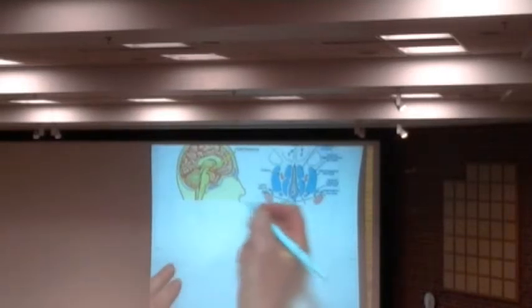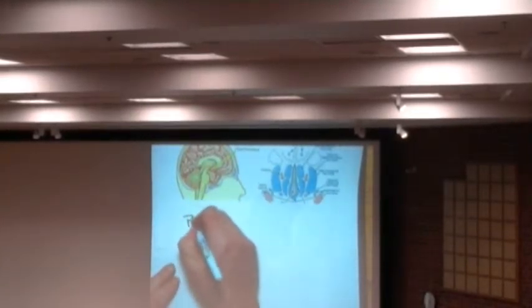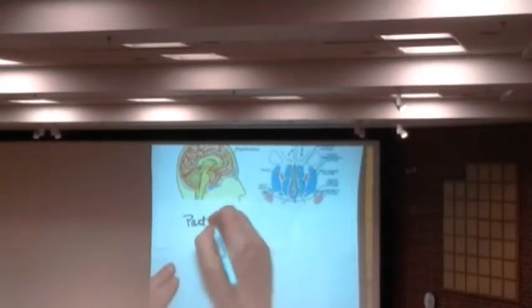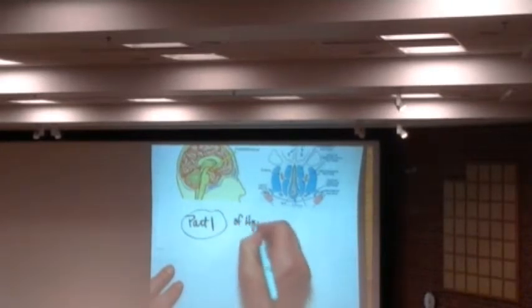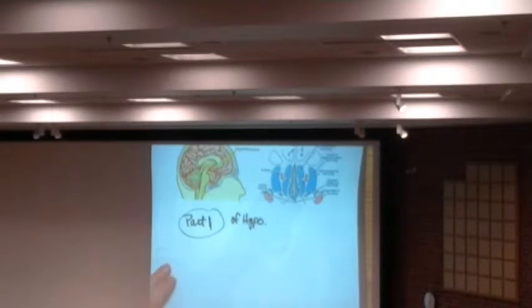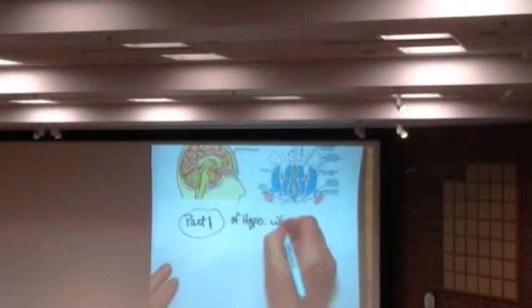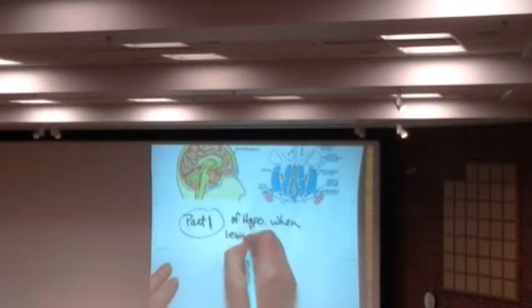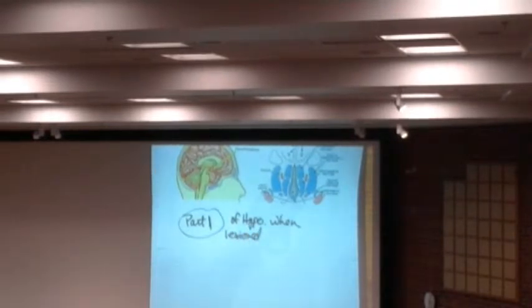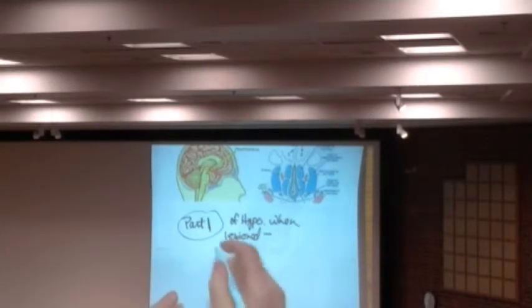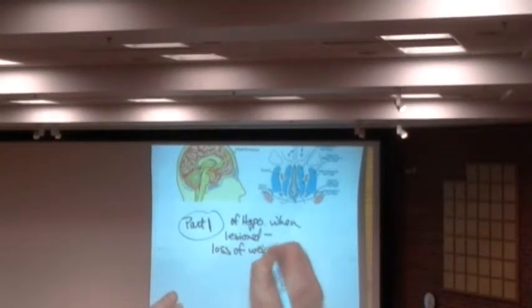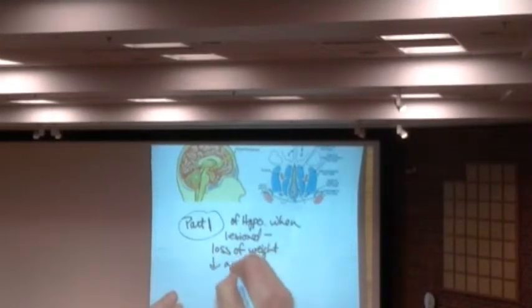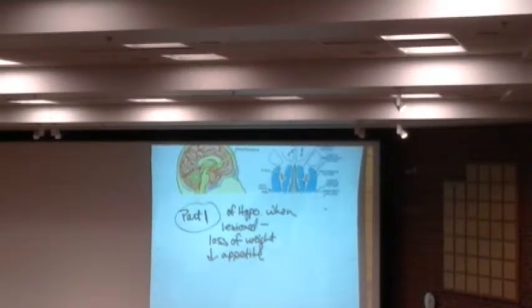Okay, so we'll just give it a number. Part 1. We won't go worrying about the long Latin names. There is one part of the hypothalamus. Part 1 of the hypothalamus. When there is a lesion, that means that part of the brain is destroyed, but surrounding parts are all right. There is a loss of weight, decreased appetite. When one very, very small part of the brain is damaged.